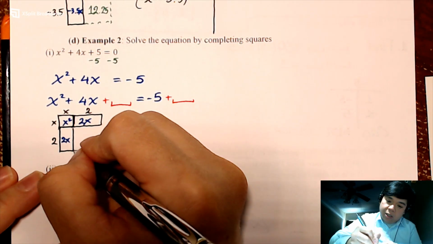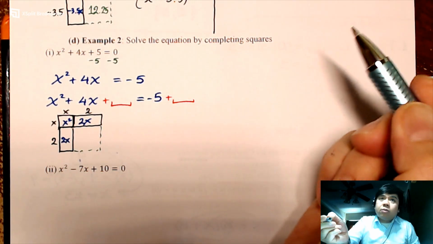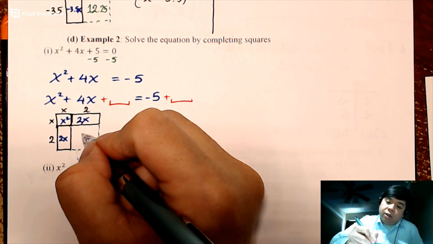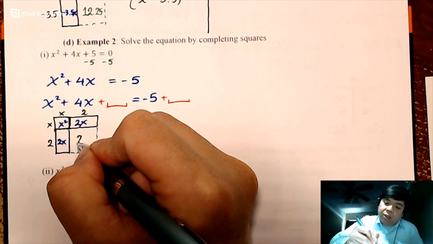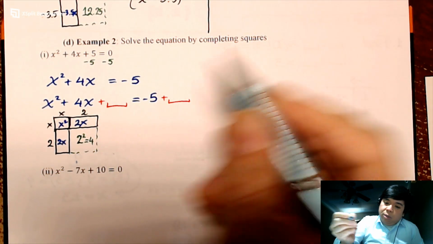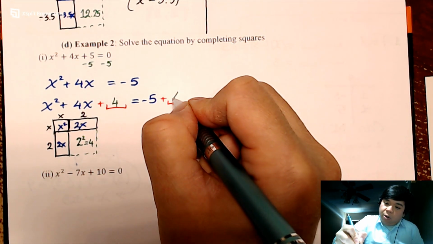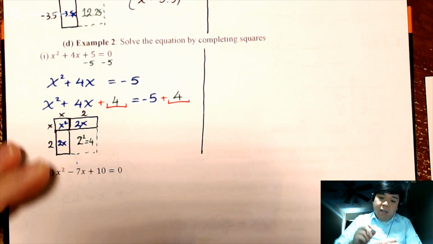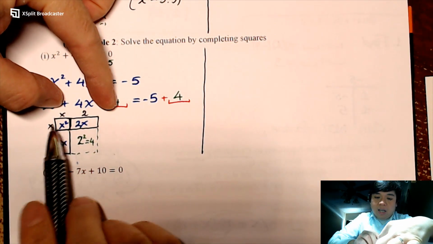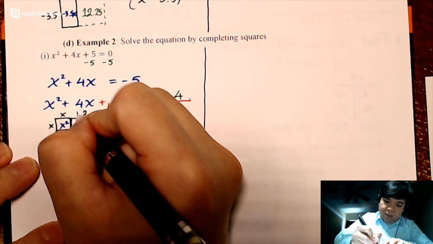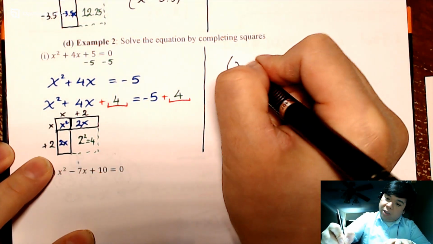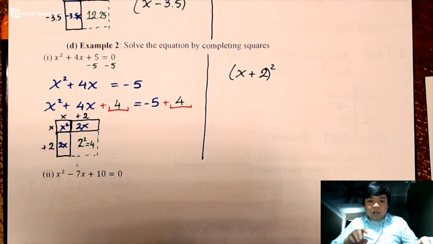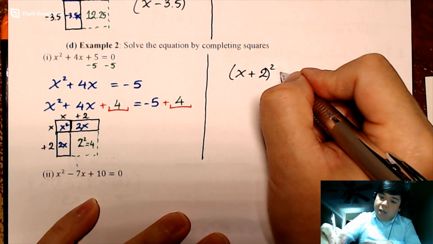And to complete this, it's going to be 2 by 2, which is 4. 2 squared is 4. So if you're going to add 4 on this side, you're going to add 4 on the other side. Okay. And the left hand side is x plus 2 squared. And the right hand side we have -5 plus 4. That is -1.